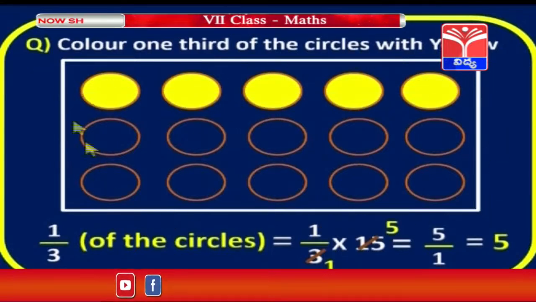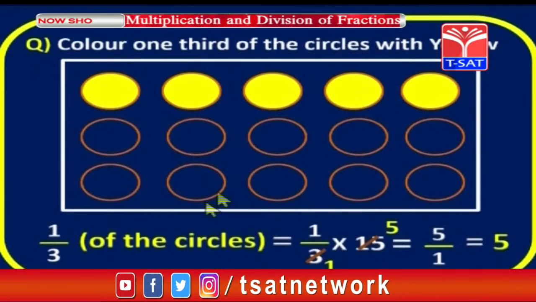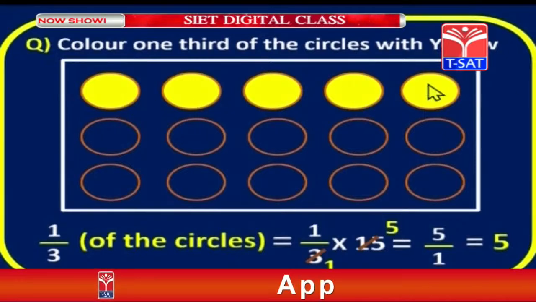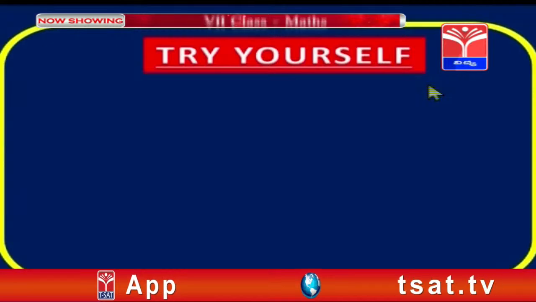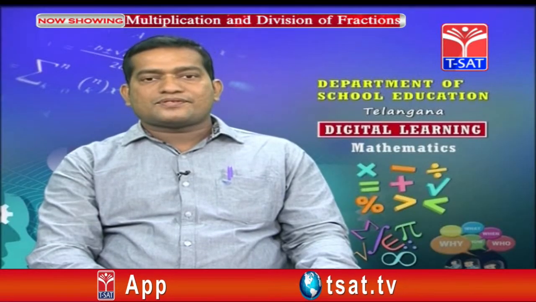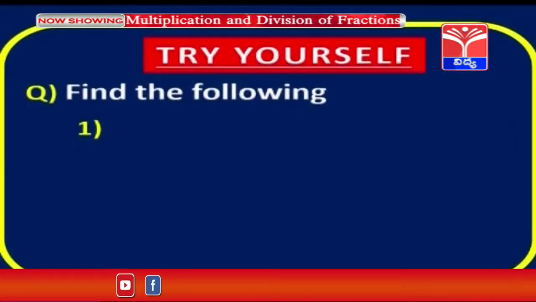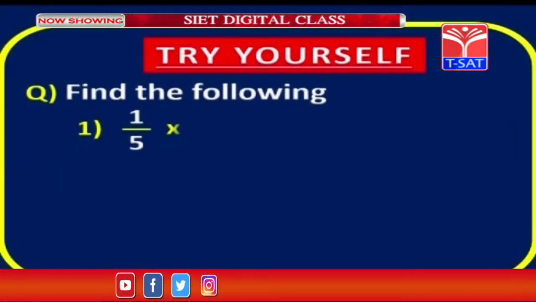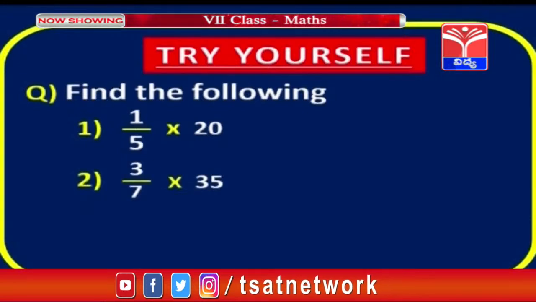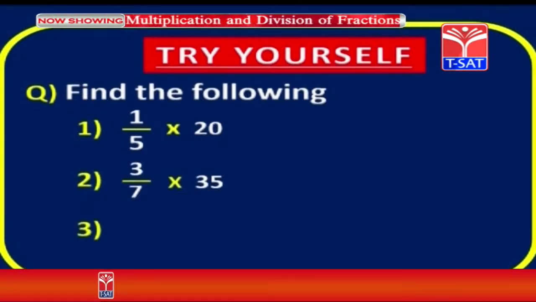Understood children? In total we have 15 circles. In that we have to color 1/3 of it with yellow. So we colored 5 circles. Okay children, now try yourself and solve some problems. Find the following. 1 by 5 into 20. Second one, 3 by 7 into 35.